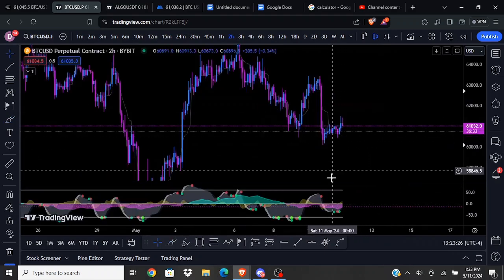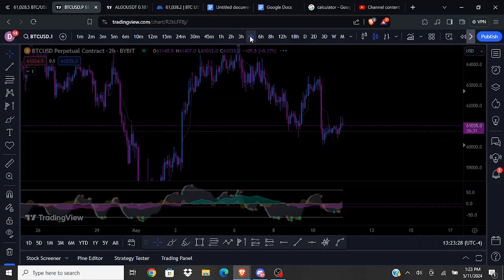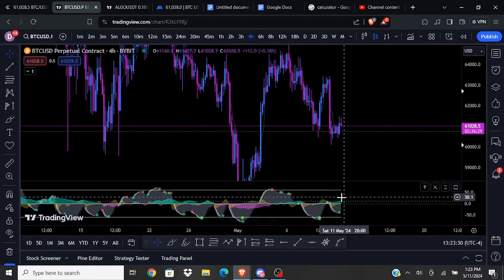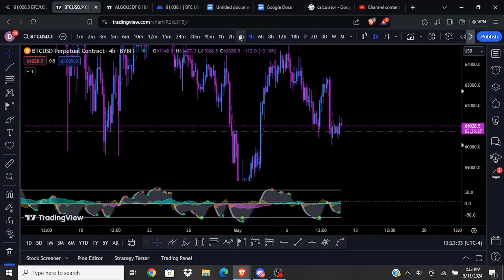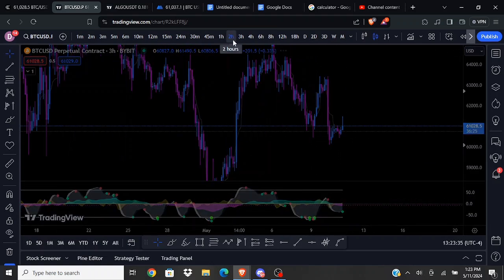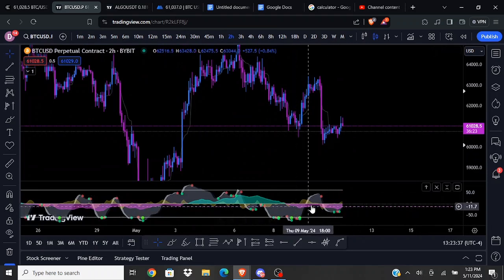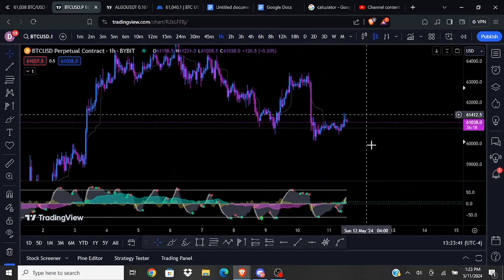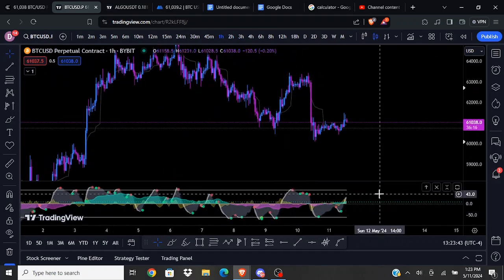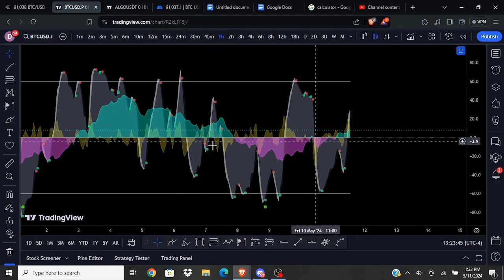So already we've got a bit more context. We so far only have divergences with money flow and momentum on the 4-hour. On these two time frames, the 3-hour and the 2-hour, we're not really seeing as clear signs. But if we go down to the 1-hour, this is starting to look a lot better for our idea.